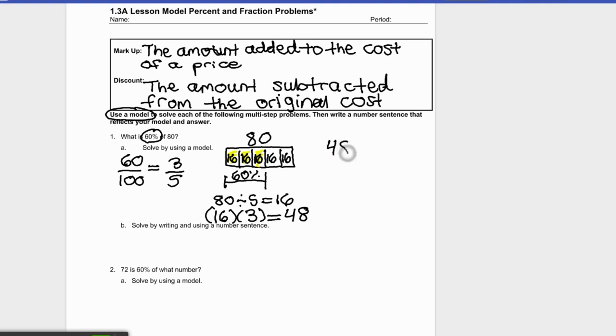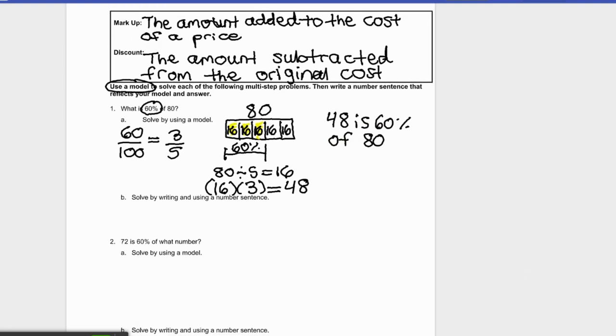So 48 is 60% of 80. That's solving it using a model. If I was solving it using a number sentence, then I would set up a proportion.